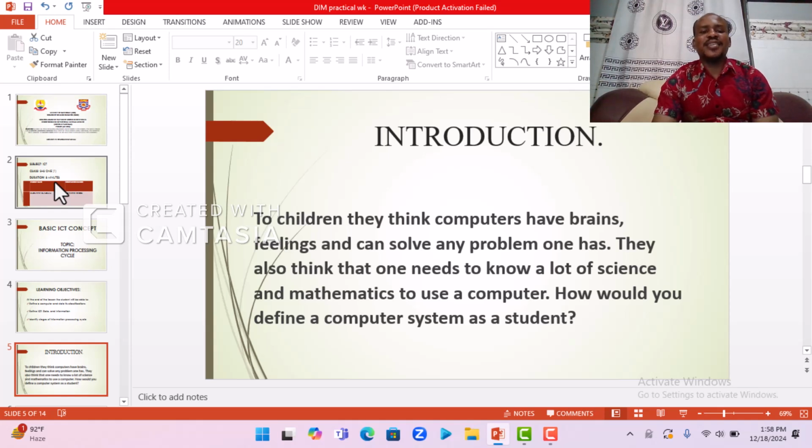This is our introduction. To children, they think computers have brains, feelings, and can solve any problem one has. They also think that one needs to know a lot of science and mathematics to use a computer. How would you define a computer system as a student?